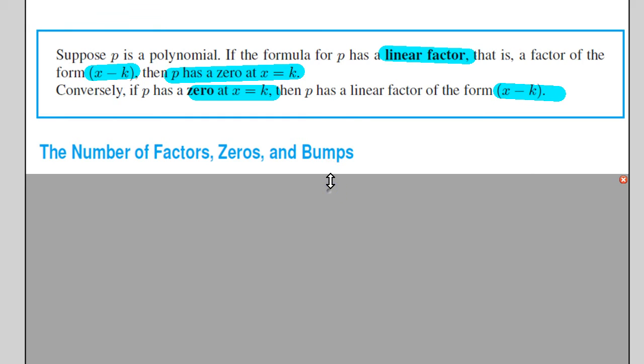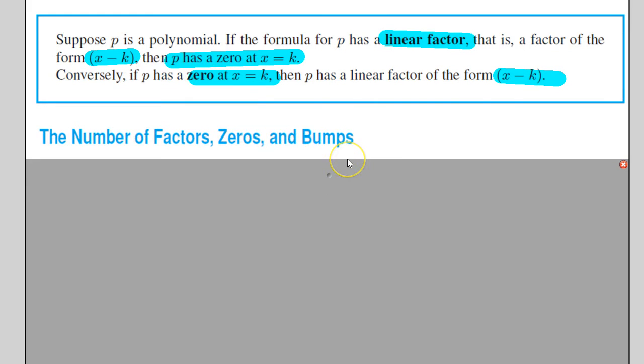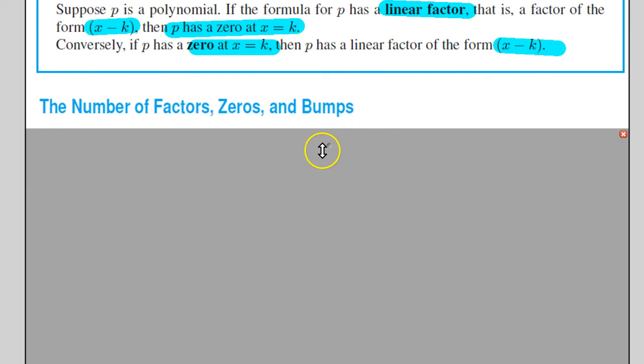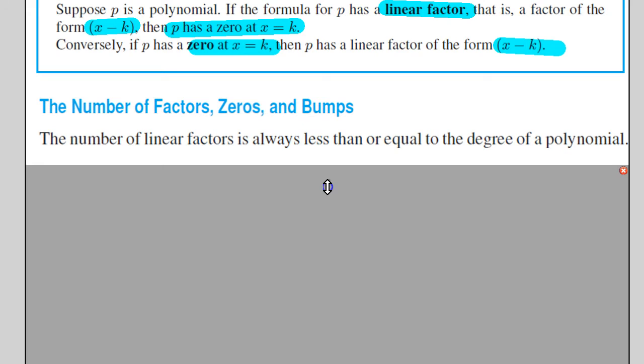And so the question becomes, well, how many linear factors do we have? And I'm also going to introduce some other terminology called bumps and turns. Okay, so this is very important.